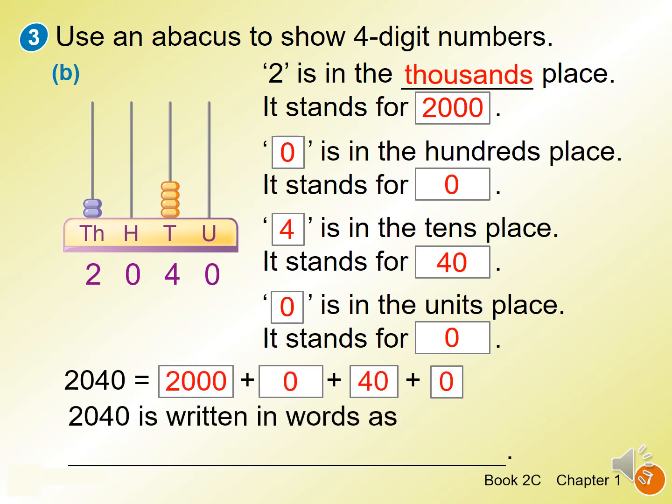Some students may find part B a bit difficult because they did not know how to write a 4-digit number with zeros in words. Remember, we do not need to write zeros at the end of a 4-digit number in words. Also replace 0 in the tens place or hundreds place by the word "and" when the 4-digit number is written in words. 2040 is written in words as two thousand and forty.